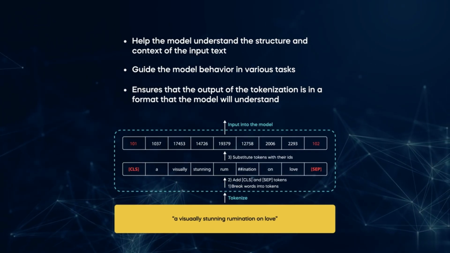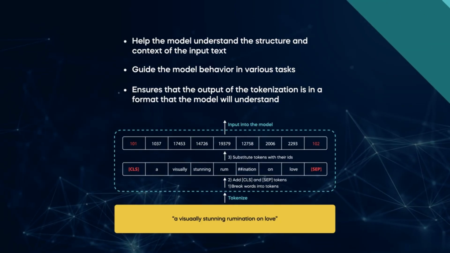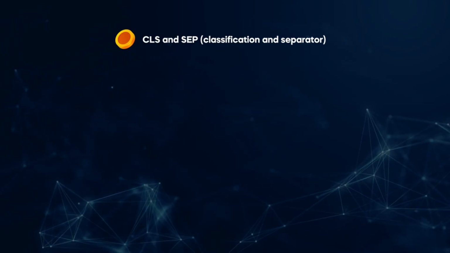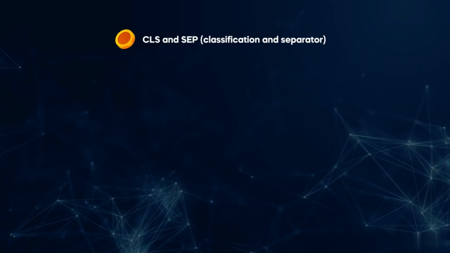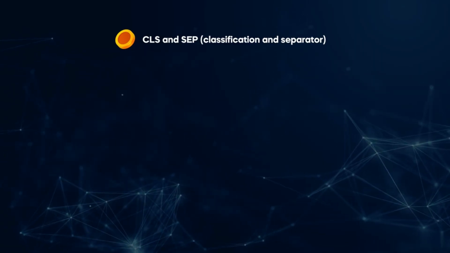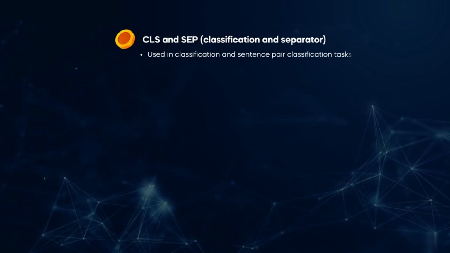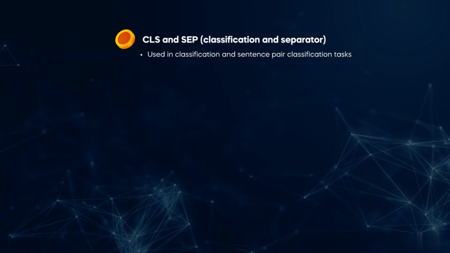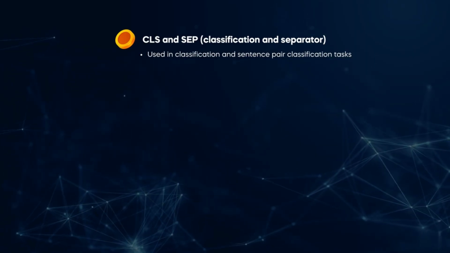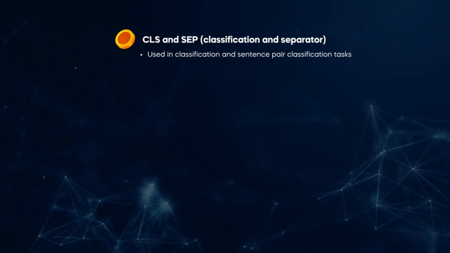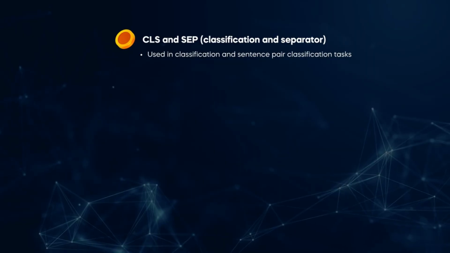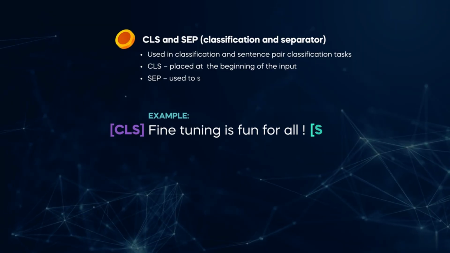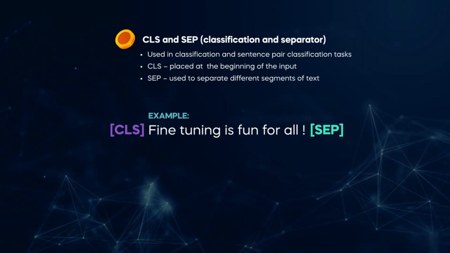Let's talk through some key types of special tokens and their purposes. The first are the CLS and SEP tags. The CLS tag is a classification tag, and SEP stands for separator. These special tokens are commonly used in tasks like text classification and sentence pair classification. In a typical scenario, you might have a sentence or text passage and you want the model to classify it into a category or determine its relationship with another sentence. The CLS token is usually placed at the beginning of the input, and the SEP token is used to separate different segments of text.